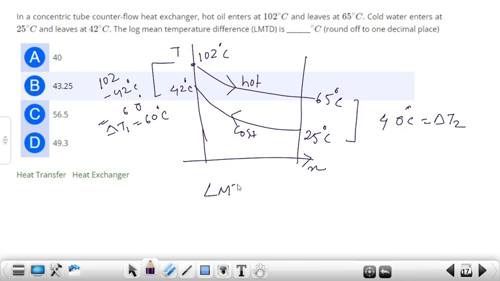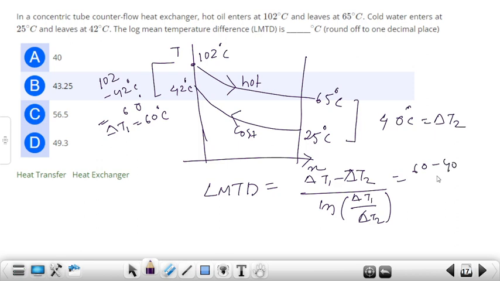So for the log mean temperature difference, LMTD, we know the formula: del T1 minus del T2 divided by ln of del T1 divided by del T2. So it's equal to 60 minus 40 divided by ln of 60 divided by 40, which is equal to 20 divided by ln of 3 by 2, which is equal to 59.3 degrees centigrade. So the answer will be option D. Next question.